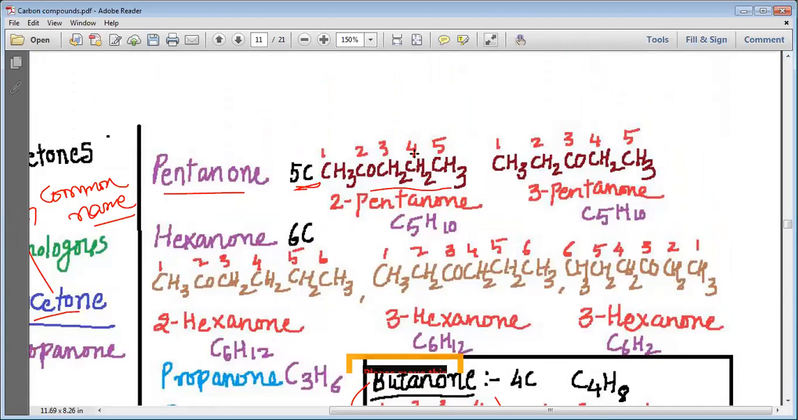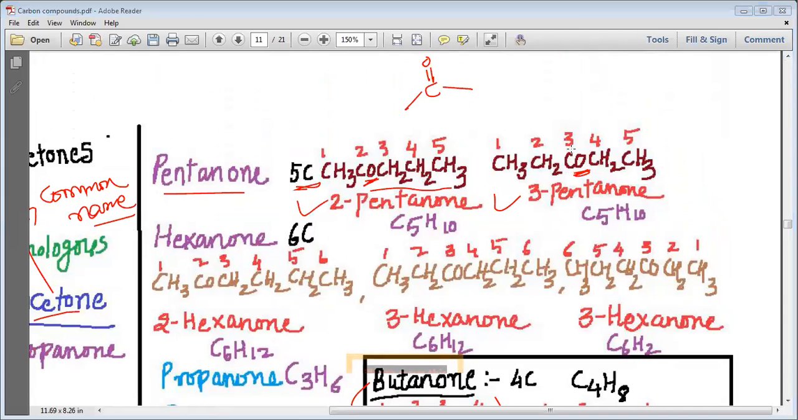But if you take CO on the second position, we will call it 2-pentanone. But if CO is there on the third position, we will call it 3-pentanone. Please remember, my dear students, that this carbonyl position, this CO bond which is present in ketone, if it is on second position, we will call it 2-pentanone. If it is on third position, we will call it 3-pentanone.